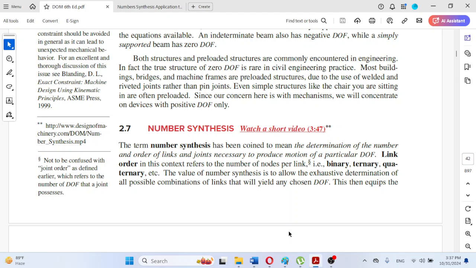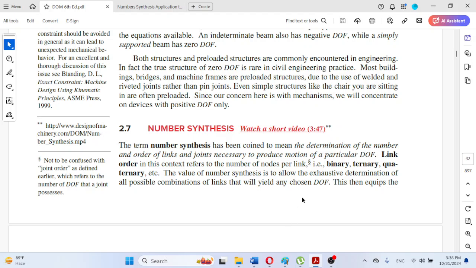This video is relevant to article 2.7, the number synthesis. Synthesis actually is the process of determining the count or number of different types of links. For example, binary links, ternary links, quaternary links, or further higher order links, and their number or count for a specific DOF. So this is the process of number synthesis.